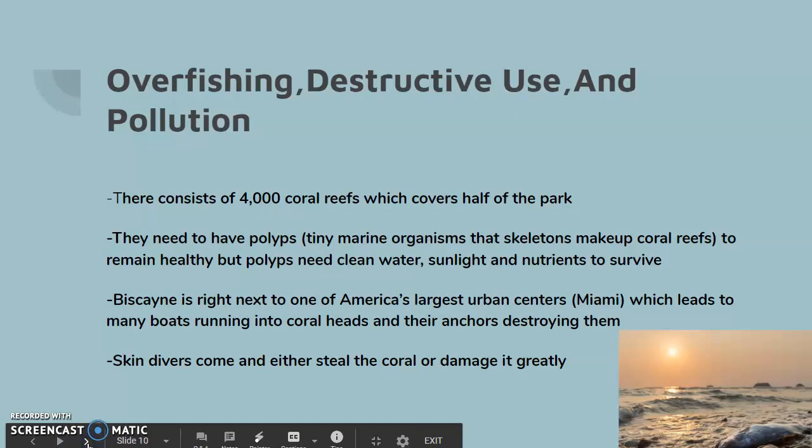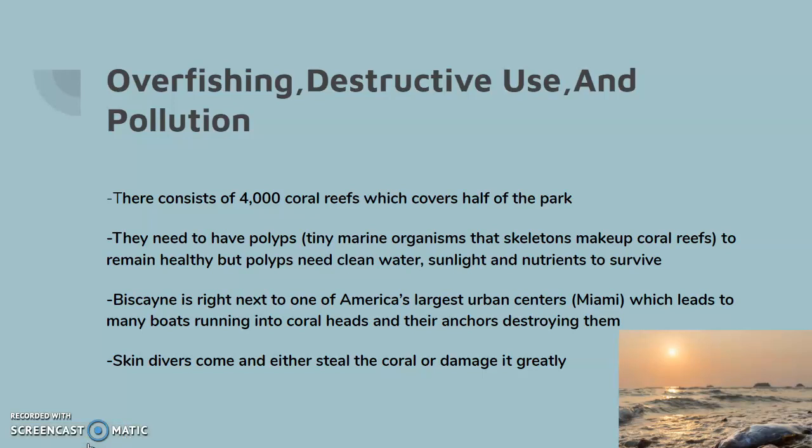Overfishing, destructive use, and pollution. There consists of 4,000 coral reefs, which cover half of the park. They need to have polyps, which are tiny marine organisms whose skeletons make up coral reefs. To remain healthy, the polyps need clean water, sunlight, and nutrients to survive. Biscayne is right next to one of America's largest urban centers, Miami, which leads to many boats running into coral heads and their anchors destroying them. Skin divers come and either steal the coral or damage it greatly.